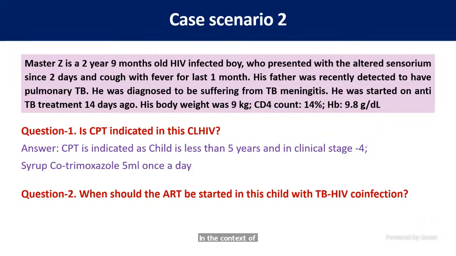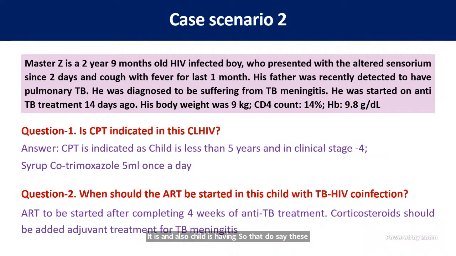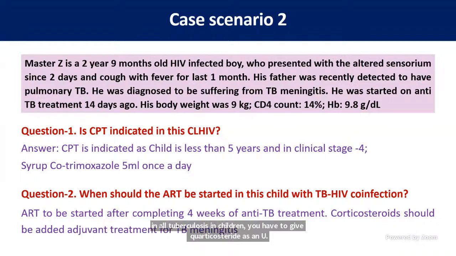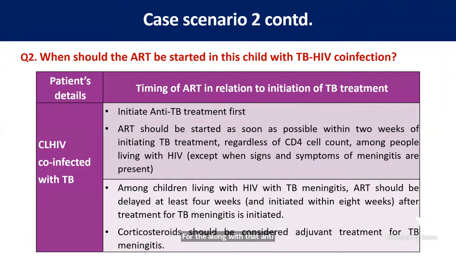Yes, CPT to be started in this child because the child age is less than 5 years, and also the child is having stage 4 disease. So the dosage is 5 ml once a day. Here ART to be started after completing 4 weeks of anti-tubercular treatment. In all tubercular meningitis in children, you have to give corticosteroid as an adjuvant therapy along with the anti-tubercular treatment.